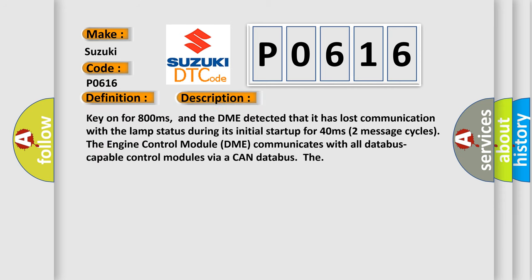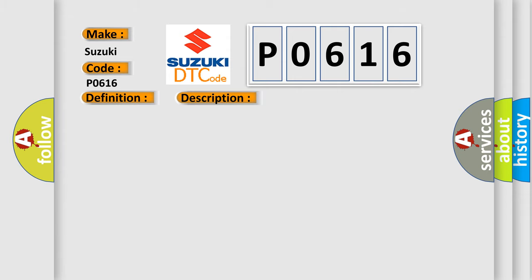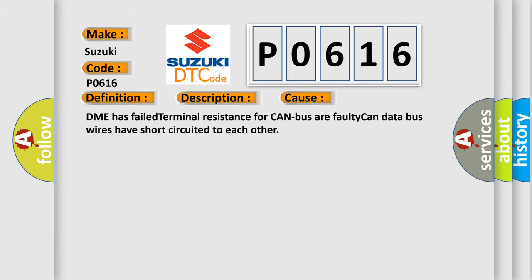Key on for 800 milliseconds, and the DME detected that it has lost communication with the lamp status during its initial startup for 40 milliseconds. Two message cycles. The engine control module DME communicates with all databus-capable control modules via a CAN data bus. This diagnostic error occurs most often in these cases: DME has failed, terminal resistance for CAN bus, or faulty CAN data bus wires have short-circuited to each other.